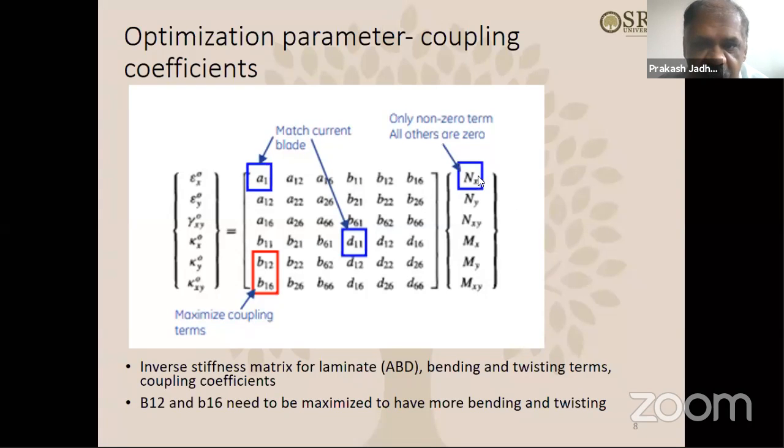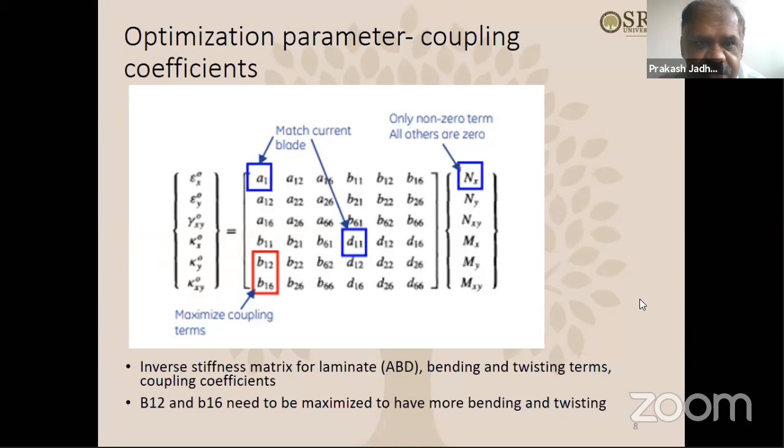Components. Okay, load is of course Nx only, other components are 0. This is the inverse stiffness matrix. So we have to play with this matrix, and we have to see how we can maximize this B12 and B16 coefficient so that we'll have more bending and twisting. Okay, so that was the goal of optimization.